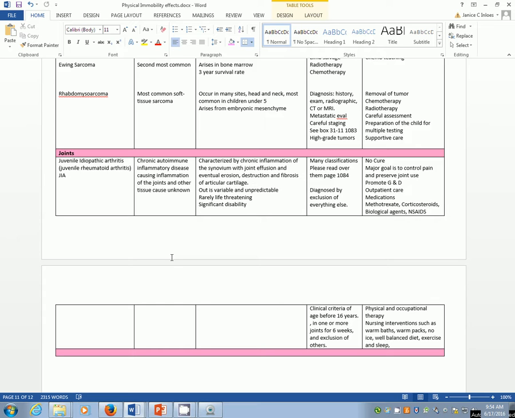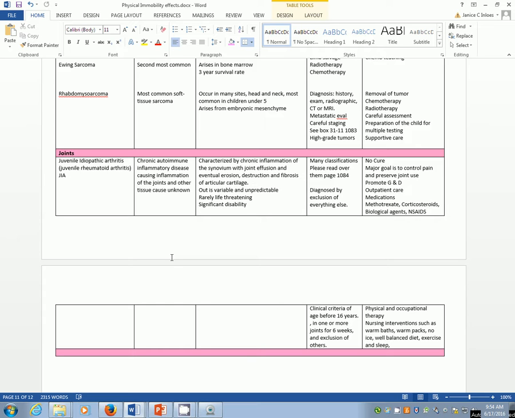There's many classifications of JIA. I'm not particularly concerned about you knowing all of the classifications, but please read over them so you're familiar with them, on page 1084, but don't try to memorize them. I just want you to be well aware that depending on the involvement, as to what classification they fall in, the care is the same.